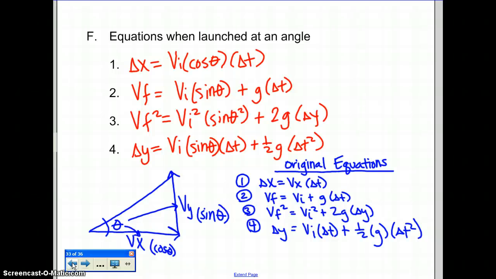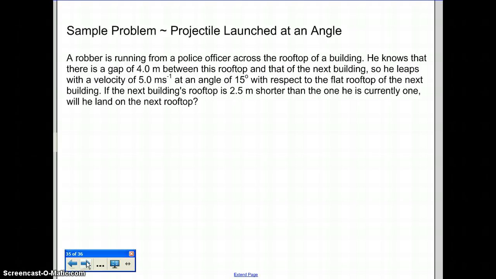or sine theta in with your VI, based on an initial horizontal velocity, that would be the first one, or an initial vertical velocity for the second, third, and fourth, based on what other givens and unknowns you have in the problem. So let's try this problem out together.